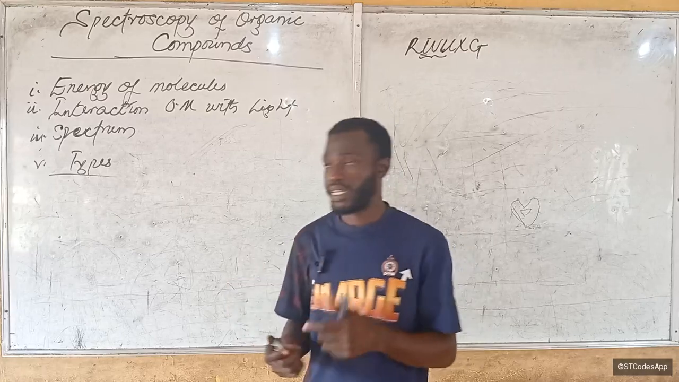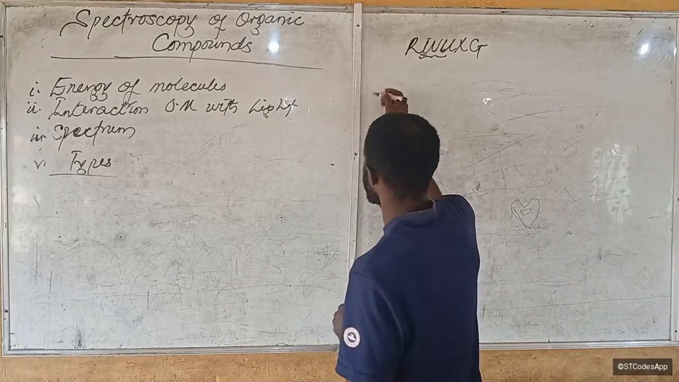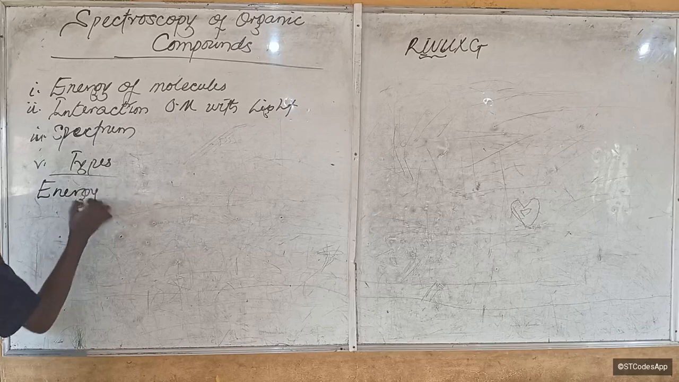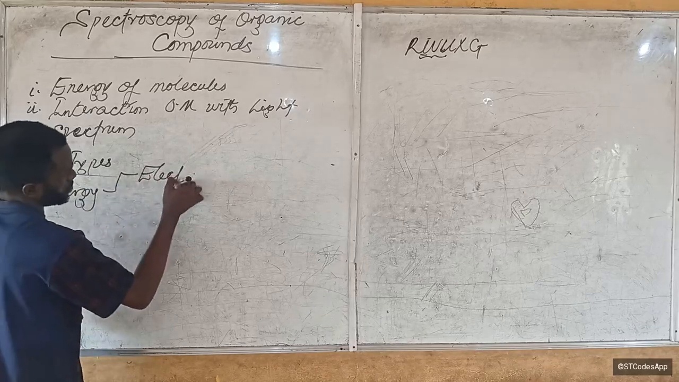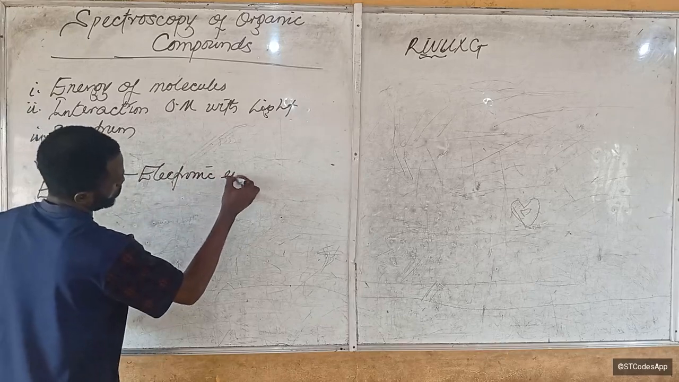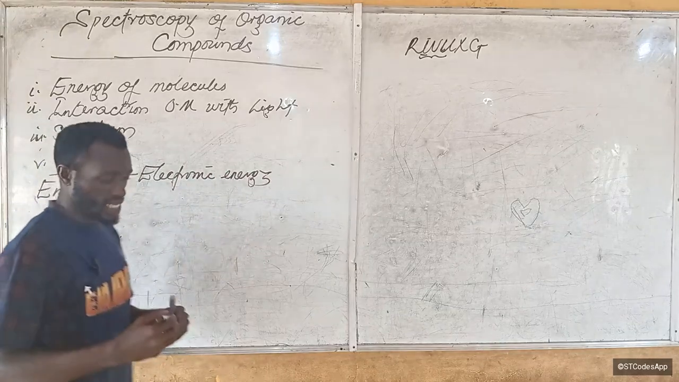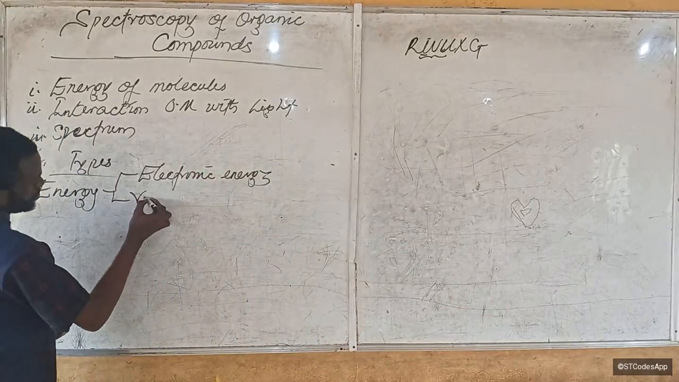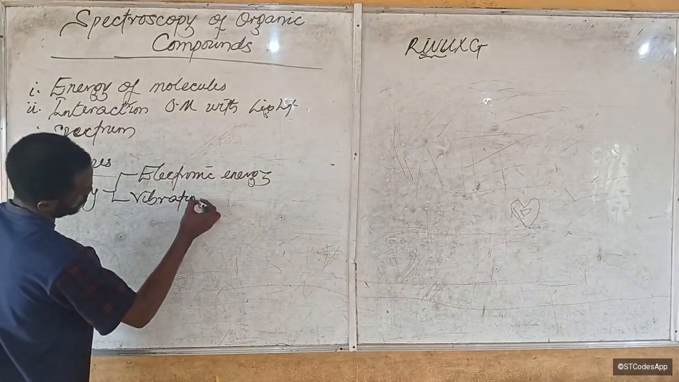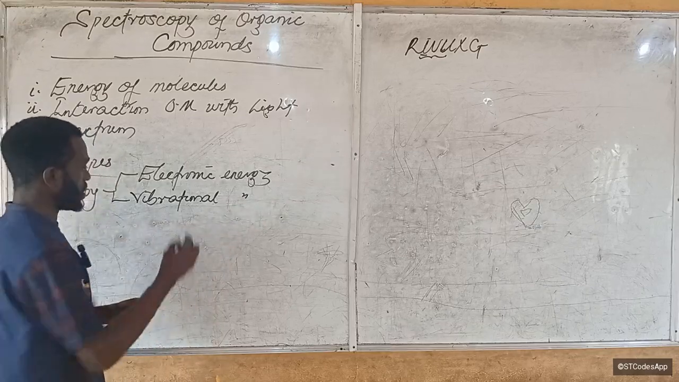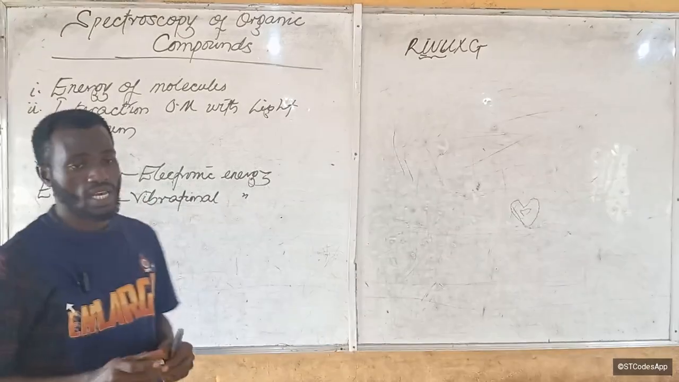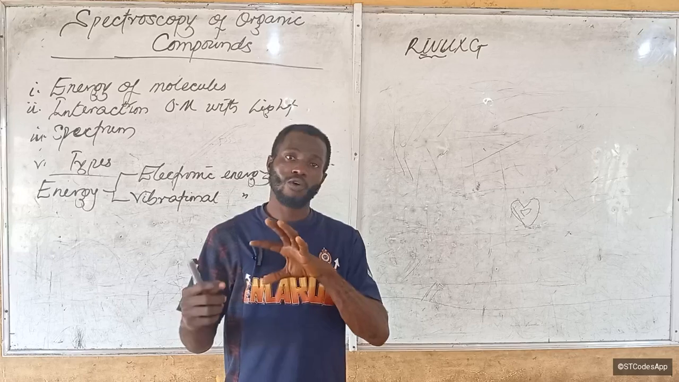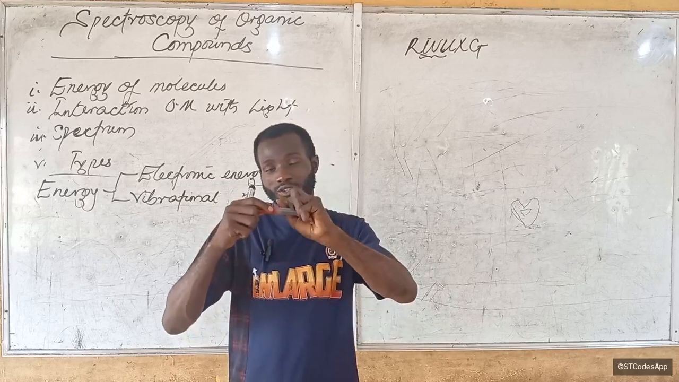So it means that organic compounds have what? Electronic energy. So the first is electronic energy, which is the energy of electrons in the orbitals. Then the second is the vibrational energy. Now, what is the vibrational energy talking about? The vibrational energy is about the vibration that occurs within the bond that holds atoms together.